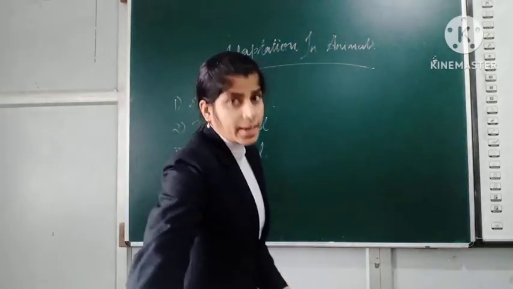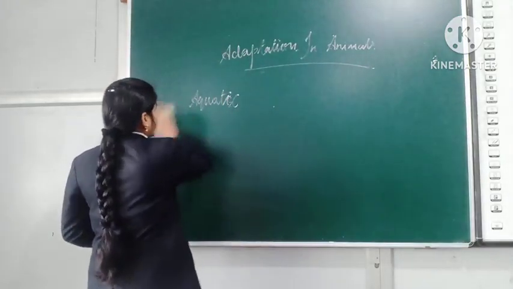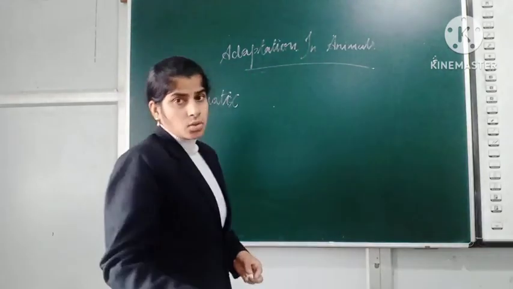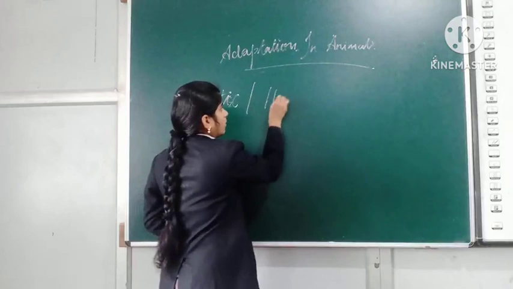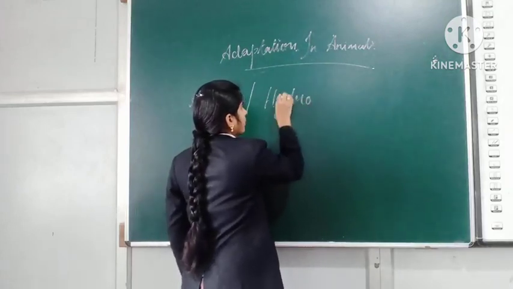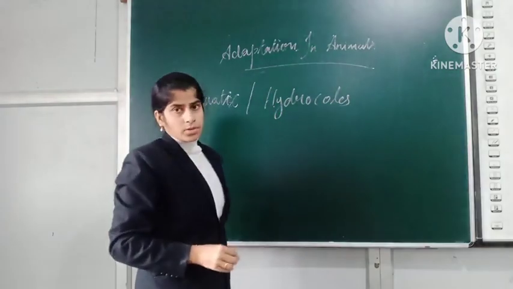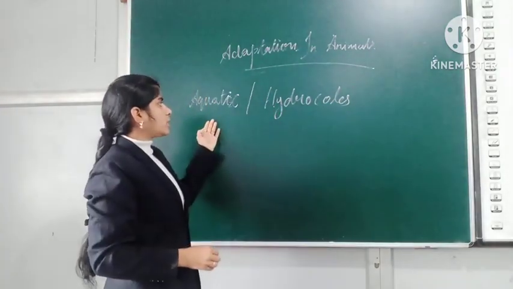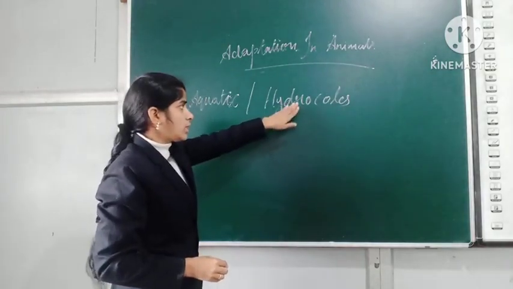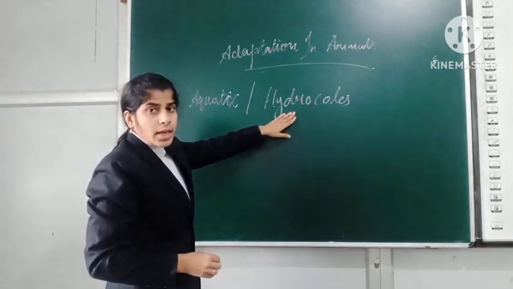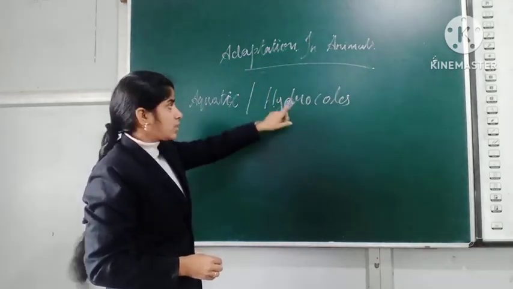Aquatic adaptation in animals is also called as what? Hydropods. Aquatic adaptation is also called hydropods. In case of animals we call it hydropods, and in case of plants, it is hydrophyte.